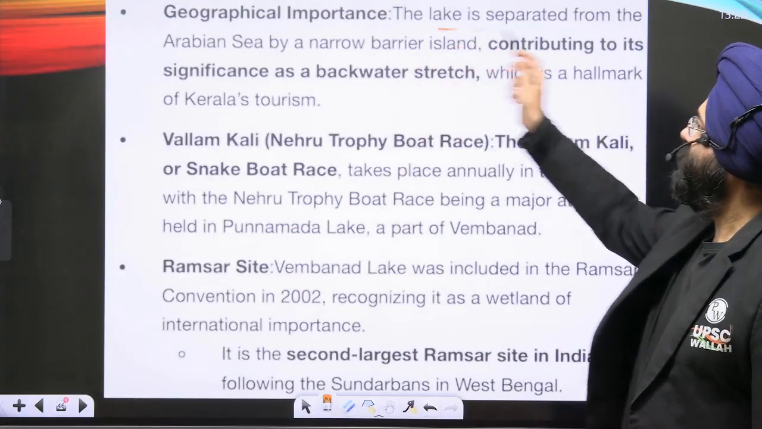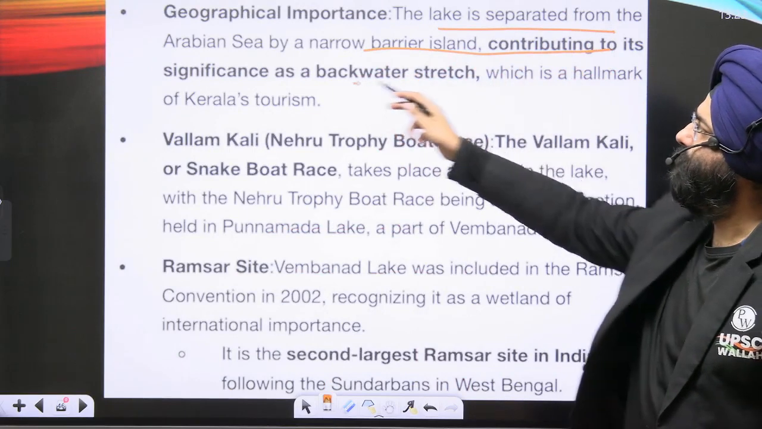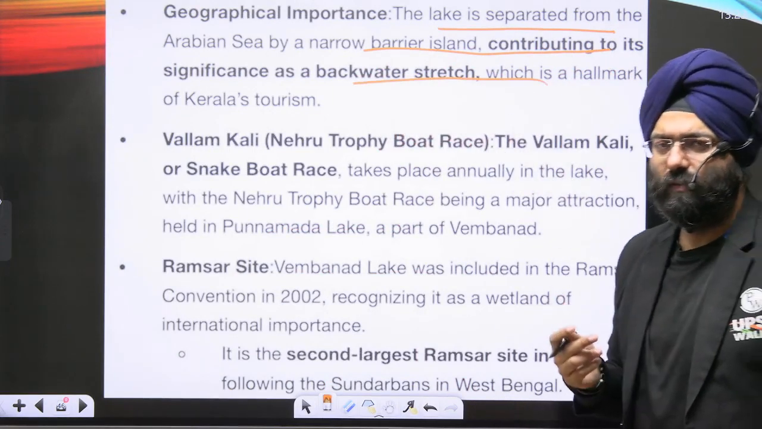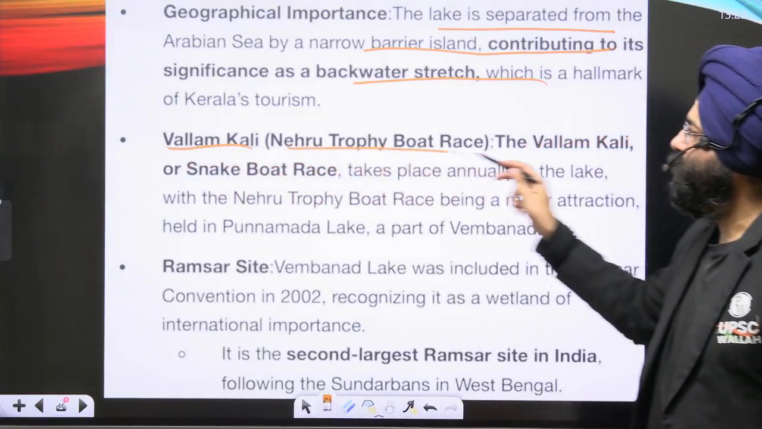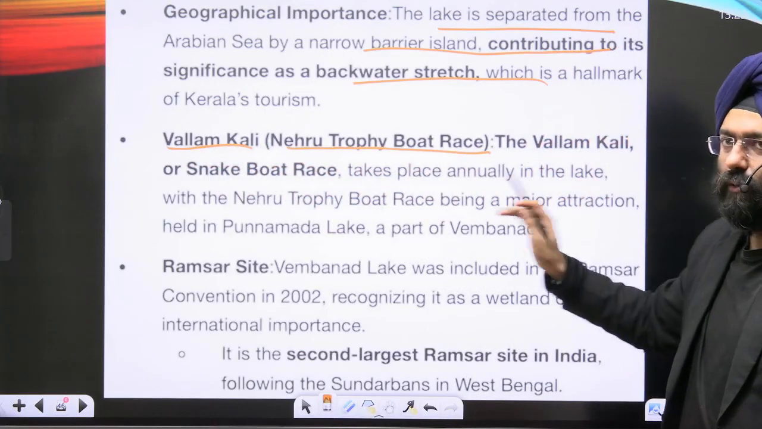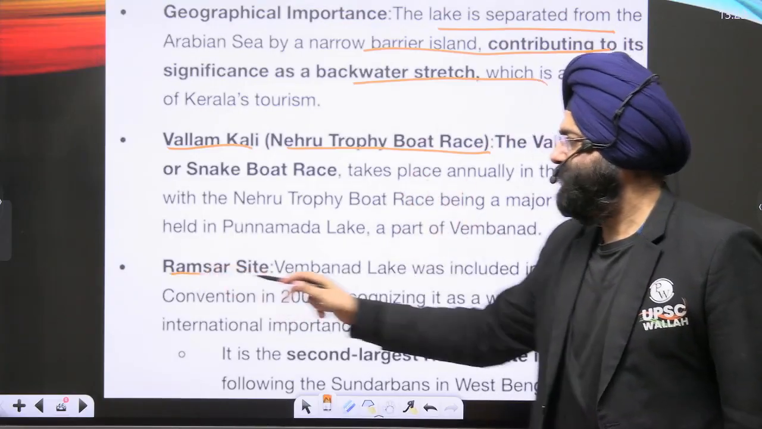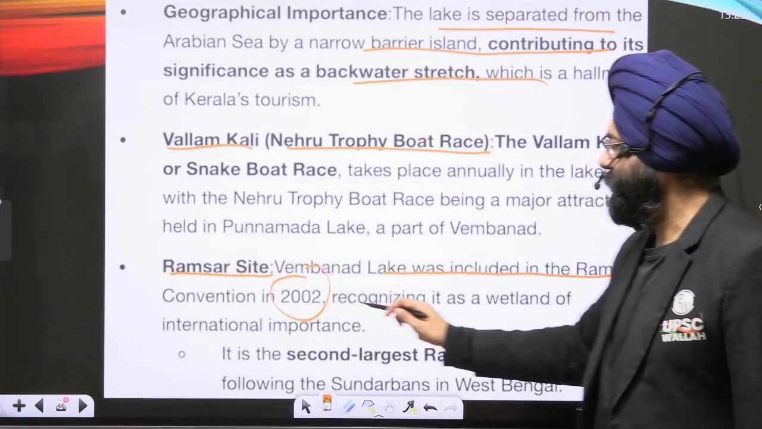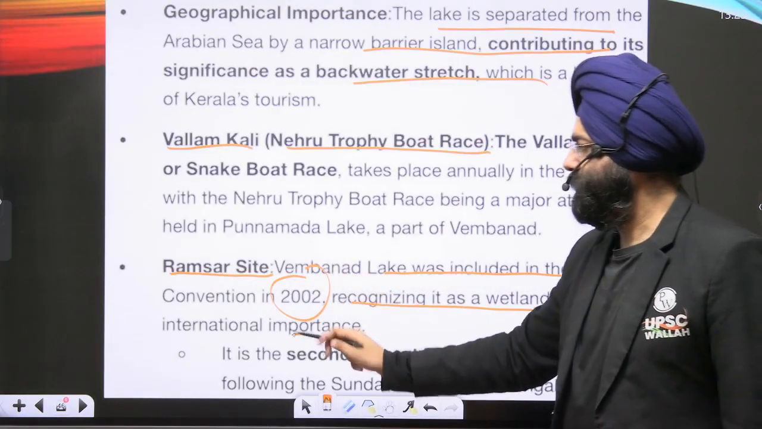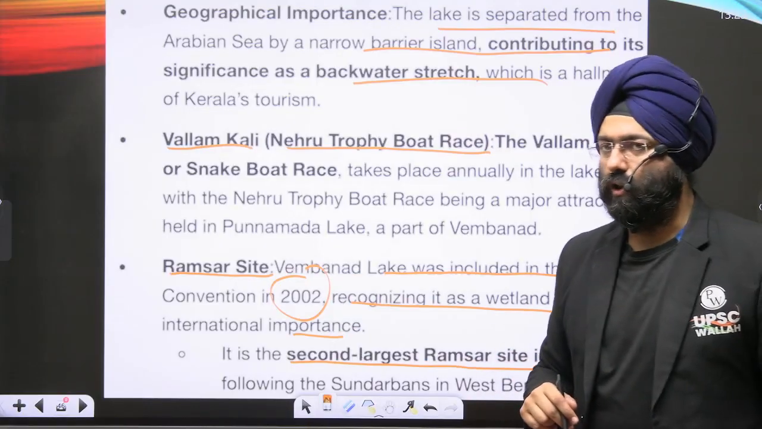Geographical importance: the lake is separated from the Arabian Sea by a narrow barrier island, contributing to a significant backwater, which attracts a lot of tourism in this region. Then you have the Nehru Trophy Vallamkali boat race that takes place over here. Very important with respect to the cultural aspect, which can be asked in your prelims also. It is a Ramsar site also. It was included in the Ramsar Convention in 2002 and recognized as a wetland of national importance. It is the second largest Ramsar site in India, following the Sundarbans in West Bengal.